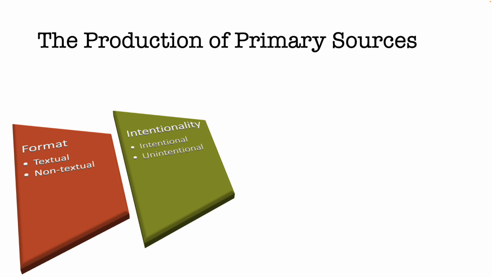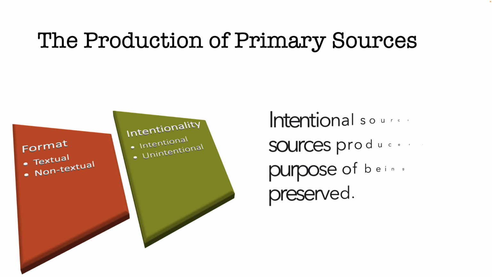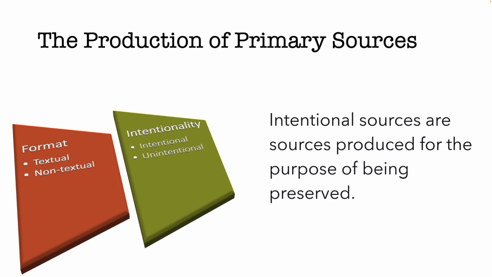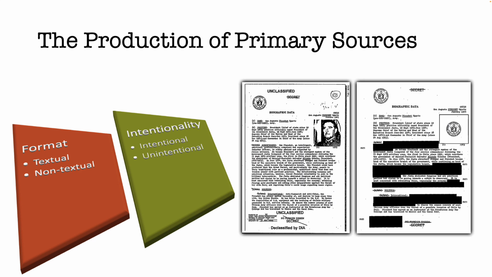Second, we can think about the intentionality of the source. Was a source intended to be preserved and read by many other people, or was it not? Is it happenstance that the historian has that as a relic of the past? Intentional sources are those that were produced in order to be preserved. You might think of government documents, or things that were produced so that they could be saved and consulted later on.